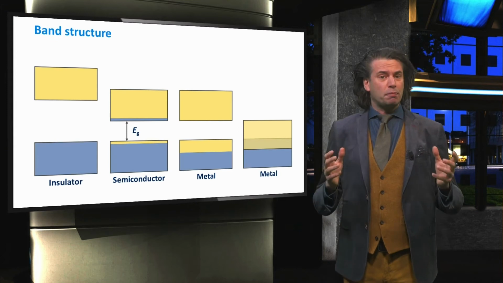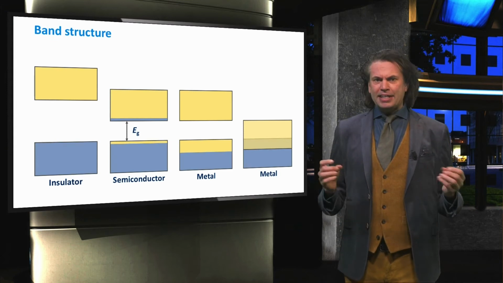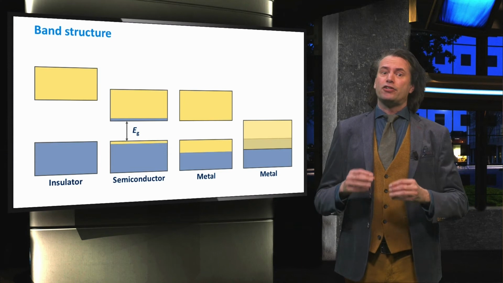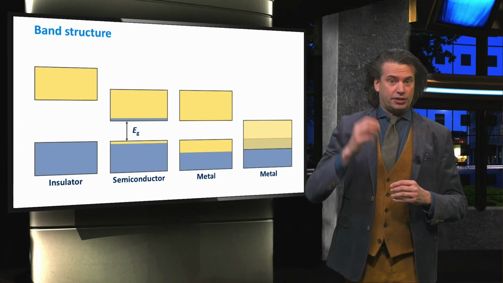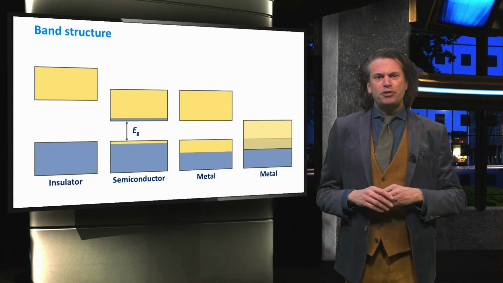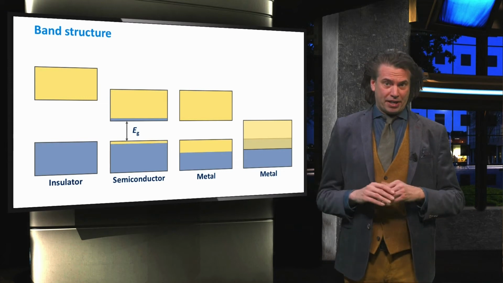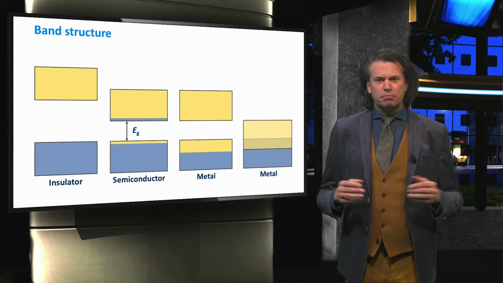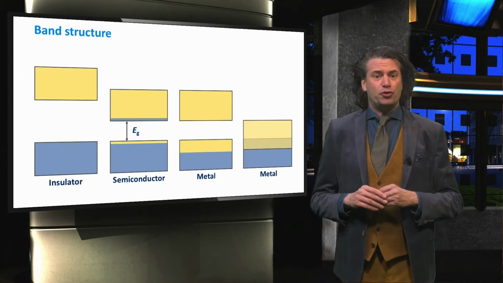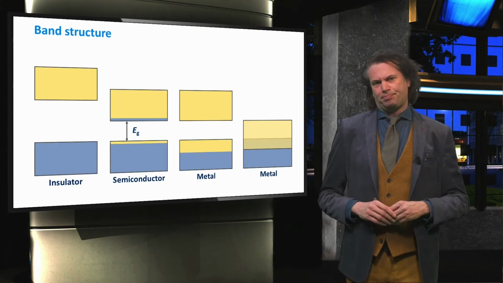Semiconductors have a certain bandgap energy. This is the energy required to excite a valence electron to a conducting state. An insulator is a material with a very large bandgap energy. A conductor is a material in which the energy levels of the conduction and valence band overlap.